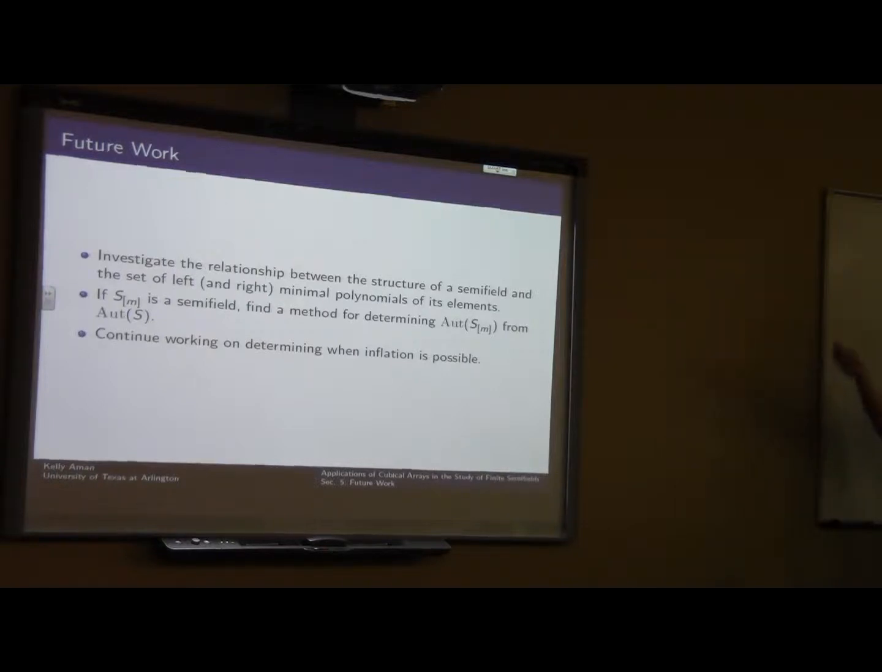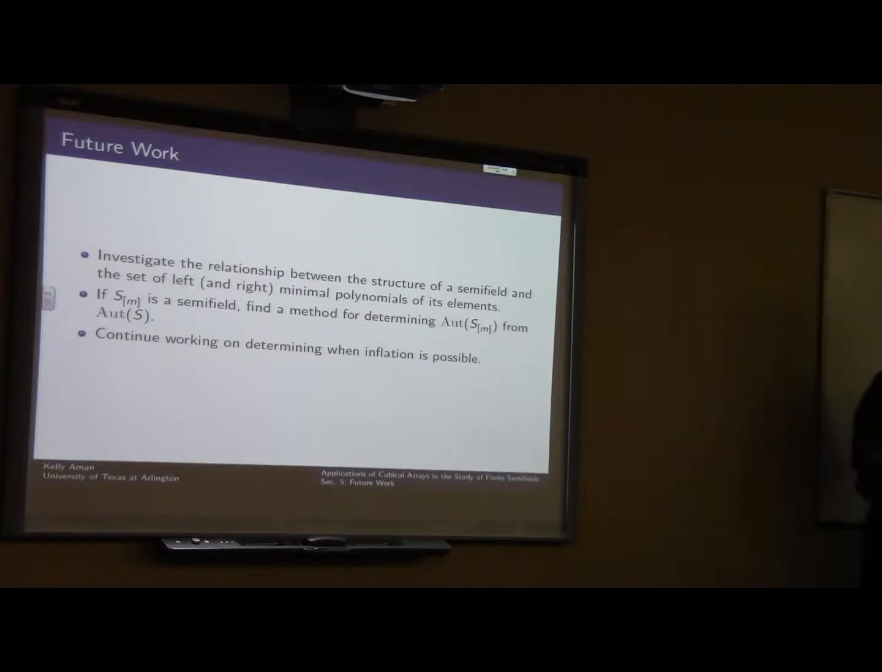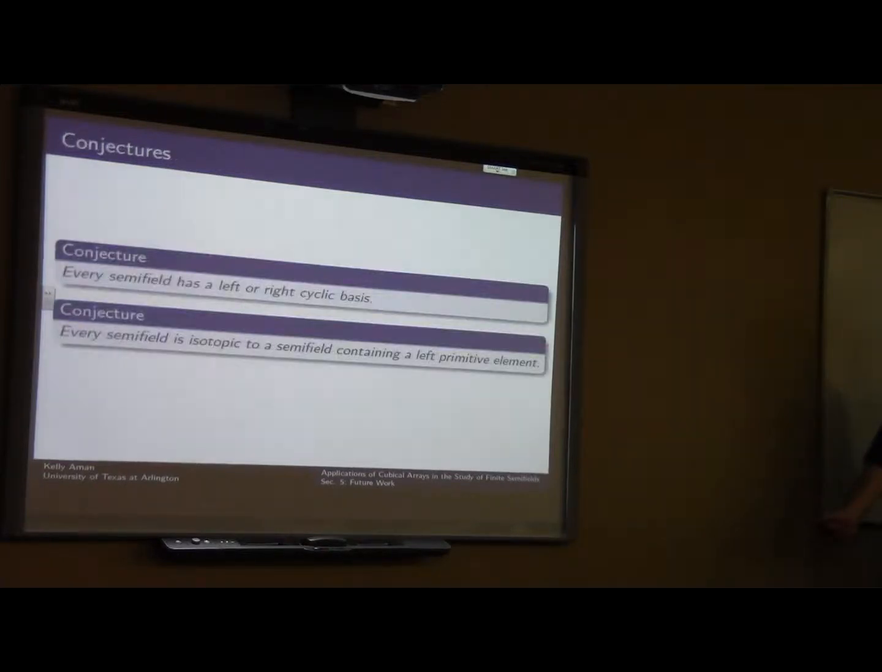I've got a pretty solid idea of how to compute the automorphisms of S. So if the M inflation of S is a semifield, I should be able to compute the automorphisms for S_M using the automorphisms of S, and probably the automorphisms of whatever that extension field is. And finally, I still need to figure out a good way of determining when inflation is possible.